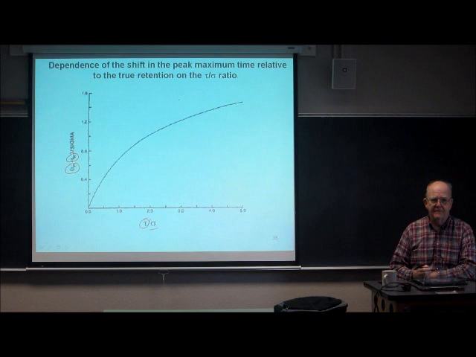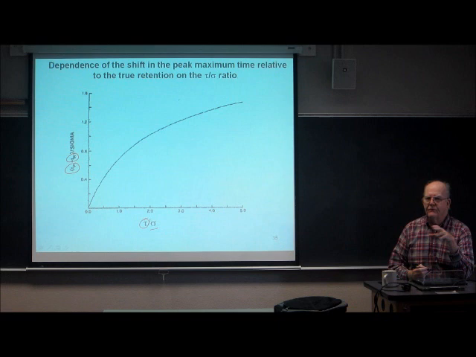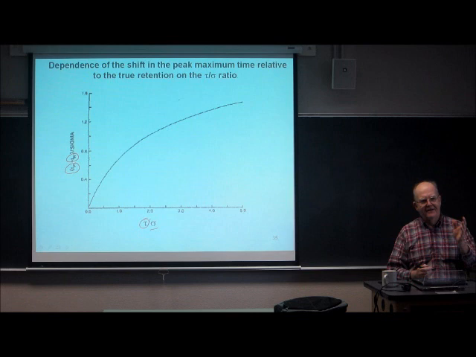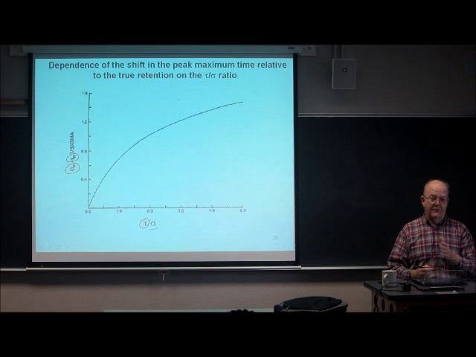And that's bad too, because now you don't really know where the peak is. If you were looking for a peak at a retention time of 10.12 seconds and your time constant is too high, it's going to come out at a time of maybe even 11 seconds, which would be bad news. You'd say, oh, that's not my compound.